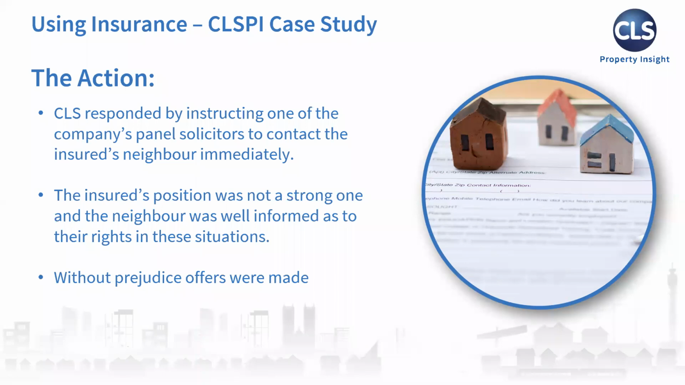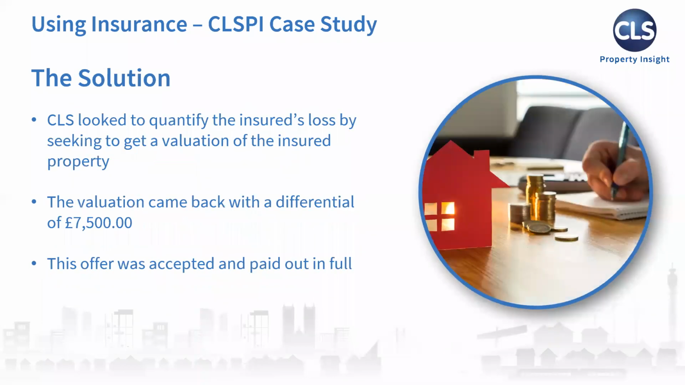Negotiations continued with the onus put on the insured, and by extension CLS and CLS's panel solicitor, to prove that there was a genuine right of way, which proved very difficult with the evidence or lack thereof available. Without prejudice, offers were made to establish a new documented easement at the cost of the insurer, but these, unfortunately, were also rejected. Now, at this point, CLS looked to quantify the insured's loss by seeking to get a valuation of the insured property with and without use of the access way, and a surveyor was instructed again at CLS's expense.